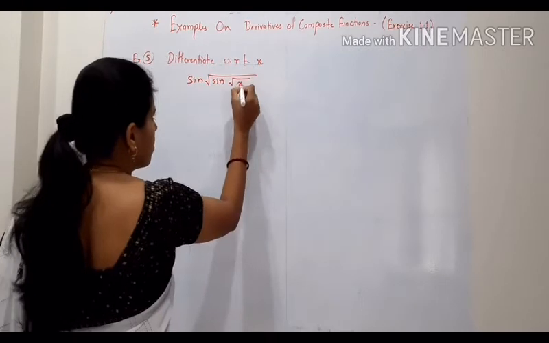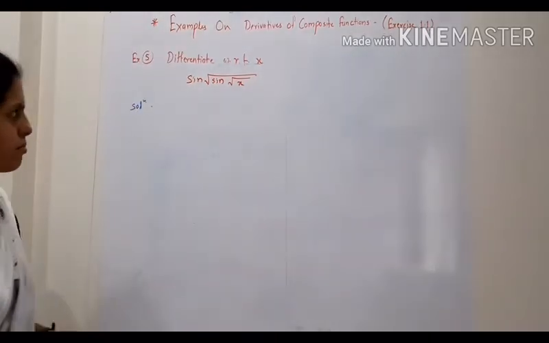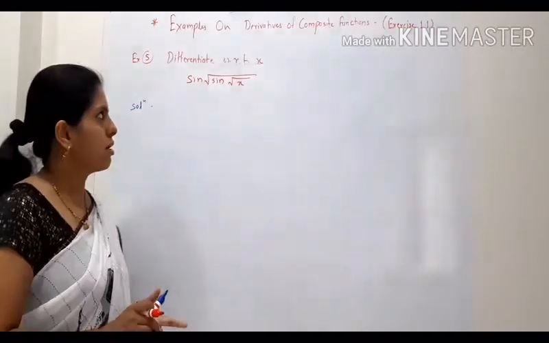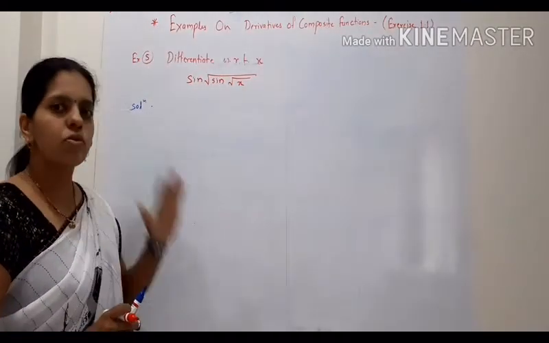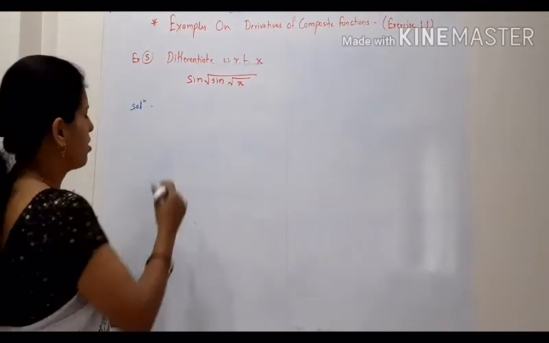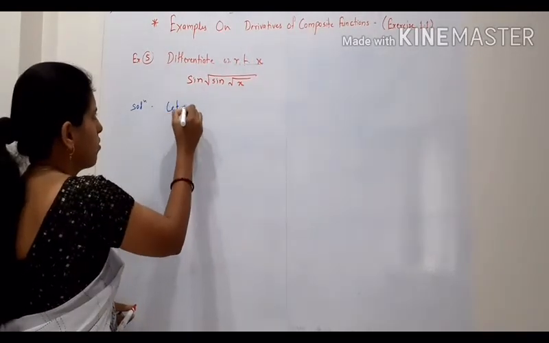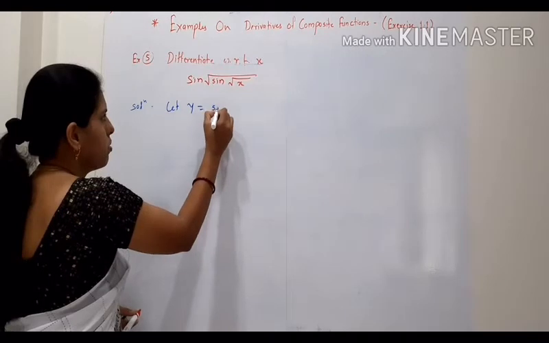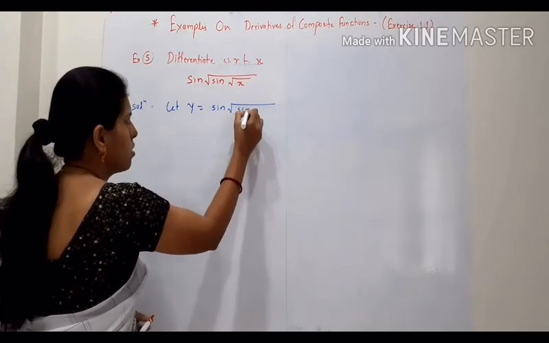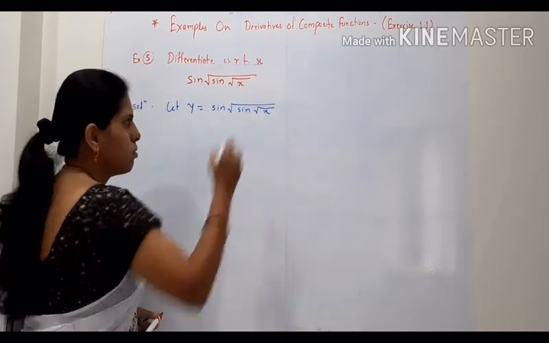Sine of root x. So the given function is the composite function. It is a combination of root function and sine function. So let's first take the given function as y. Y is equal to sine of root x.